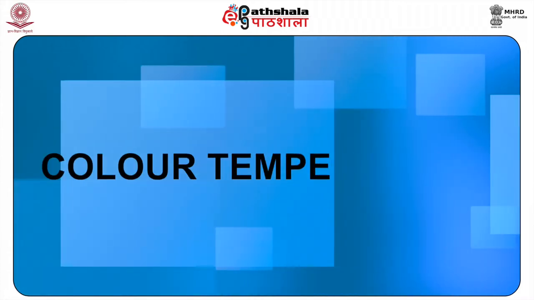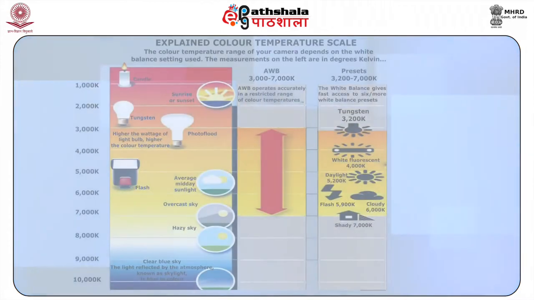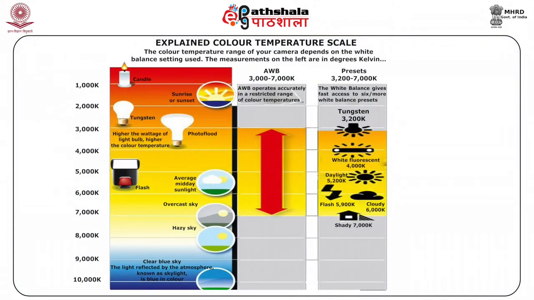Now, the next parameter is color temperature. Color temperature can be explained in simple terms as the color an object produces under different light sources. That means various natural and artificial light sources produce different color temperatures. This varies from red to blue. Candles, tungsten bulbs and sunsets give light which is close to red, hence they give a warm look to the pictures. On the other hand, clear blue skies give a cool blue light.